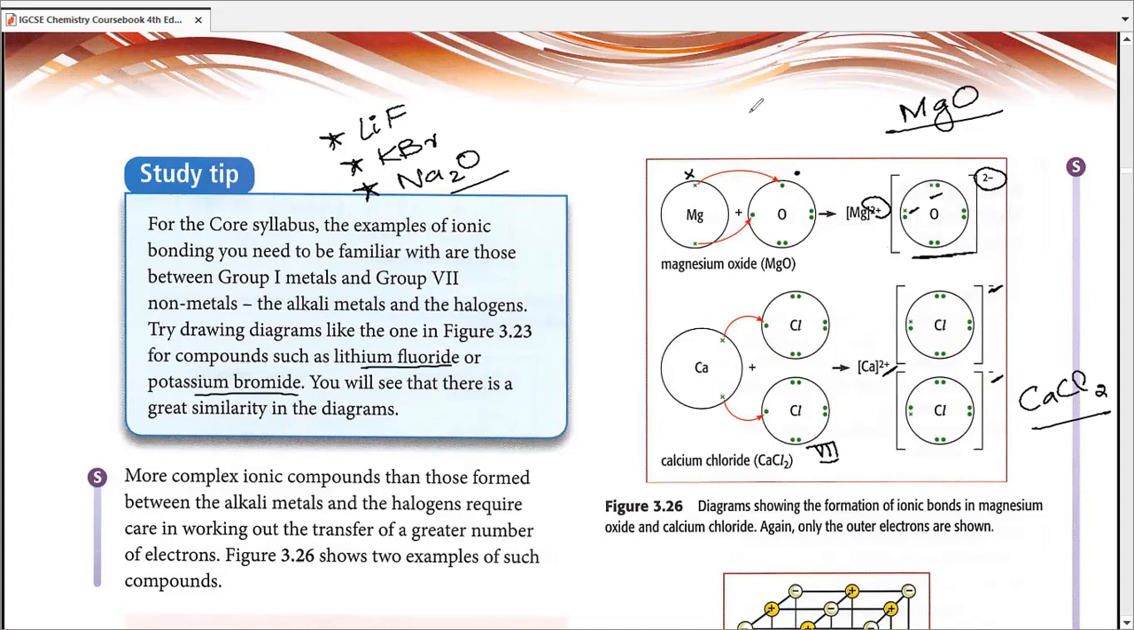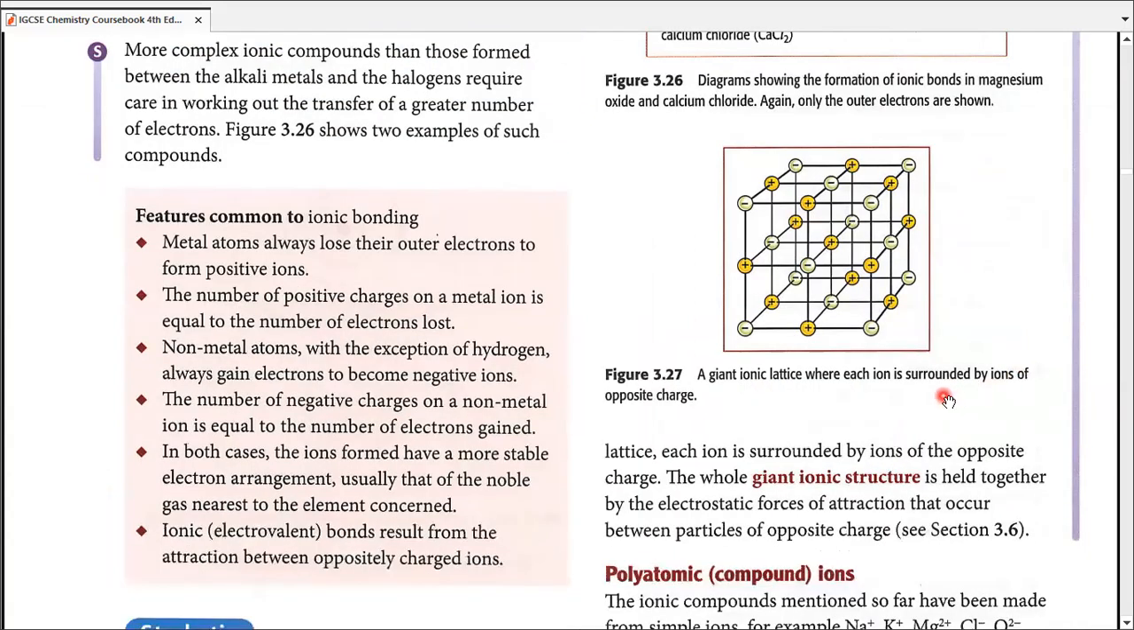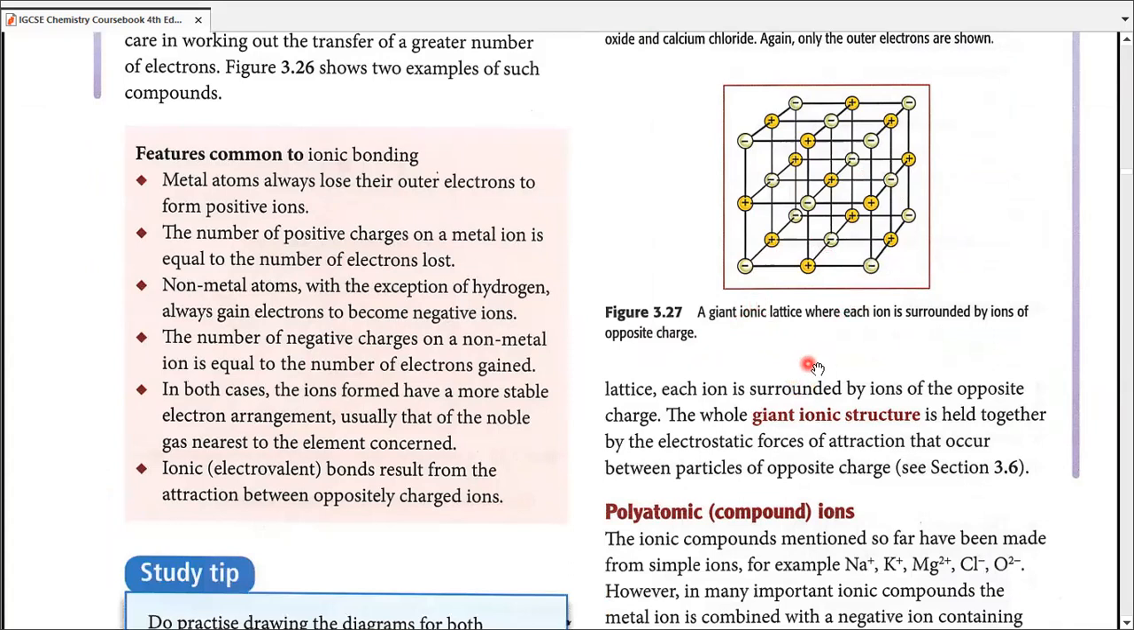Remember, whatever the case may be, it would always end up in the formation of positive and negative ions by loss and gain of electrons respectively, and the lattice would then consist of ions attracting each other as they are oppositely charged, so they would attract each other by electrostatic forces of attraction.